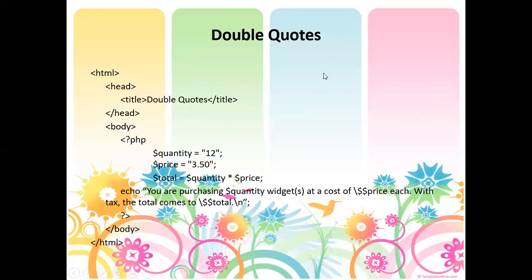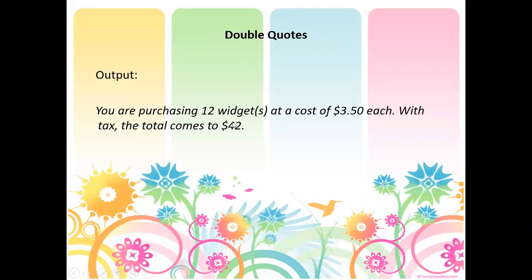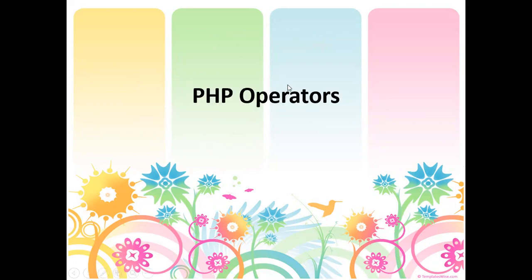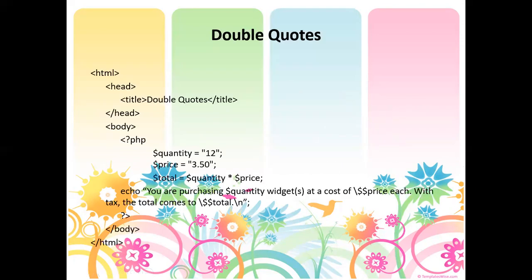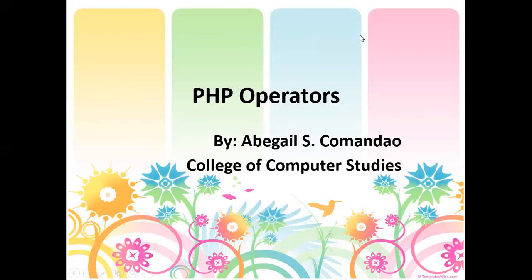Next, let's go for double quotes. So same source code, but look at how it turns out. So output, you are purchasing 12 widgets at a cost of $3.50 each. With tax, the total comes to 42. It replaced the variable name with the value of that variable. That's using double quotes. And there you have the lesson about the PHP operators.